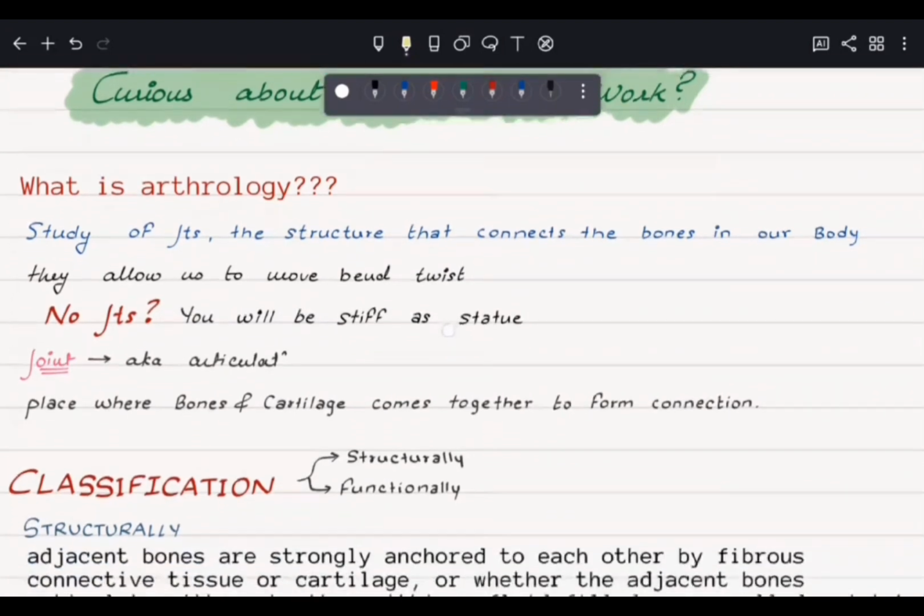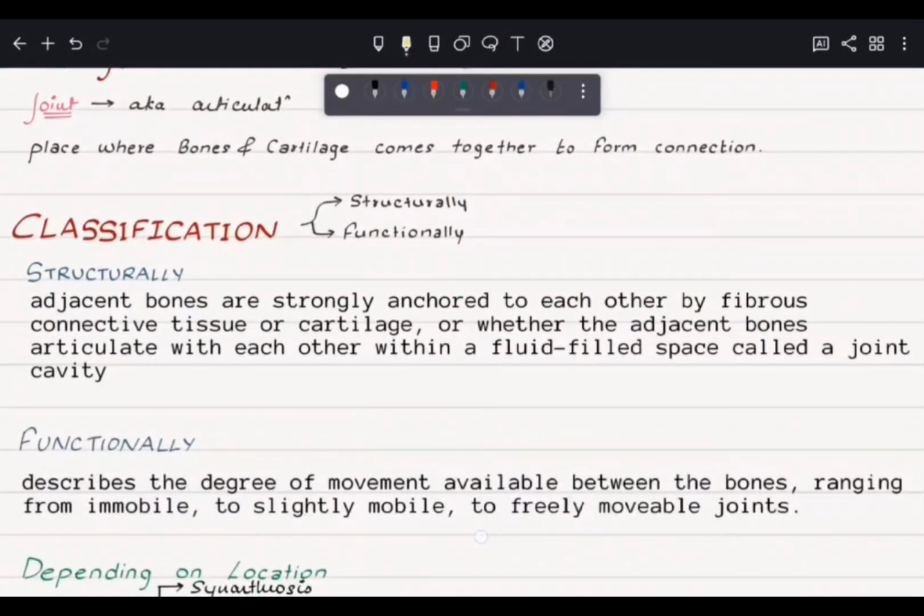Joints are also known as articulations. The place where bones and cartilage come together to form a connection is basically a joint. Classification: they are structurally and functionally classified.